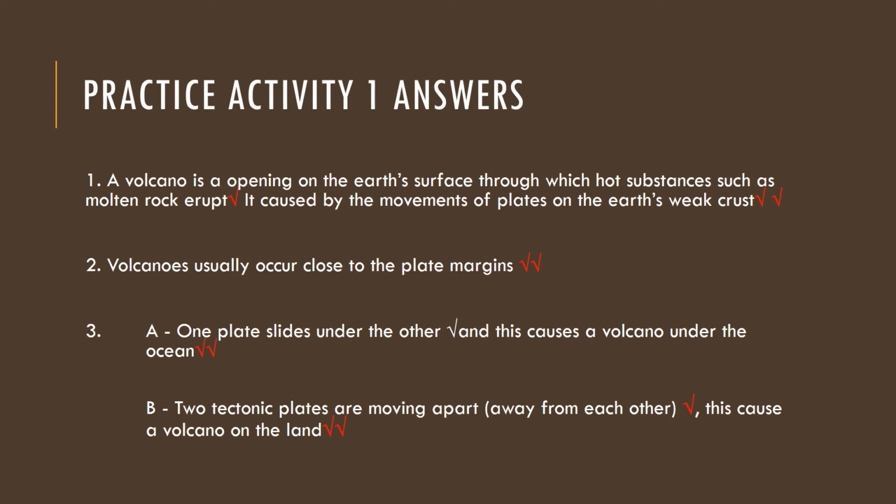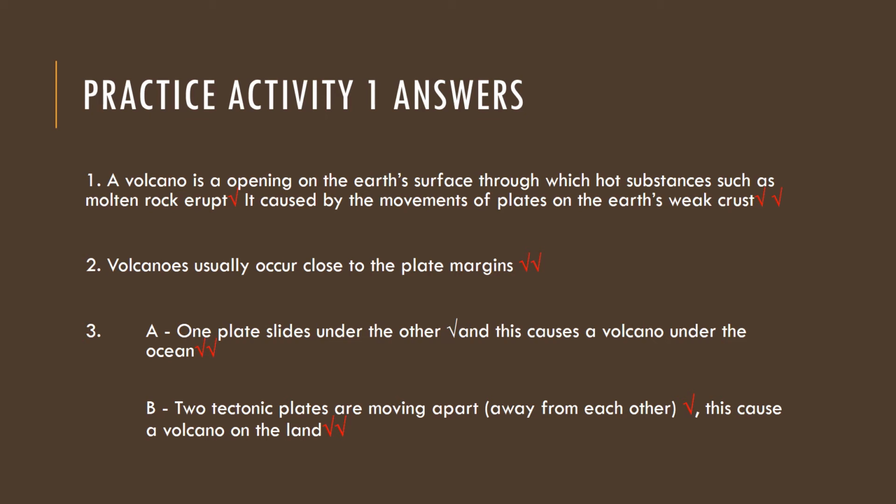On to discussing answers for practice activity 1. Number 1, a volcano is an opening on the Earth's surface through which hot substances such as molten rock erupt. You give yourself a mark for that. It is caused by the movement of the plates on the Earth's weak crust. 2 marks. Number 2, volcanoes usually occur close to plate margins, and that is for 2 marks.